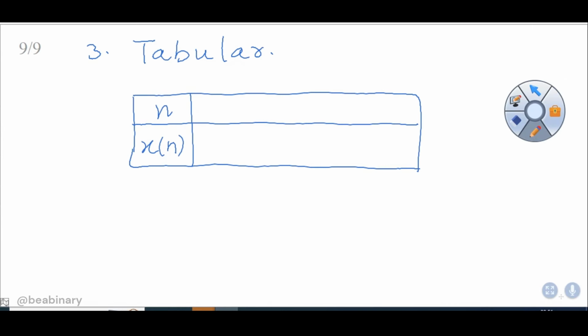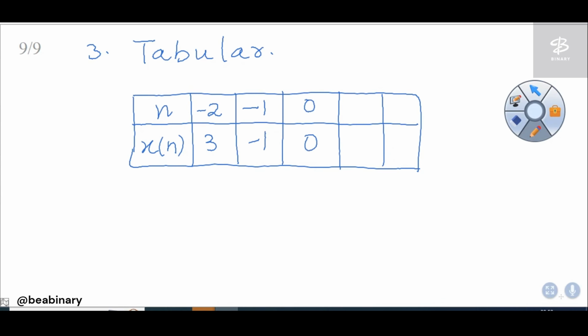Now for each point of n, at each discrete point of n, you will have the value for x of n. So here, if we have -2, the amplitude is 3. If we have n equal to -1, the amplitude is, let it be -1. If it is 0, x of n equal to 0. If it is 1, I have the value of x of n is 5. So this way you can represent the signal in the tabular form.